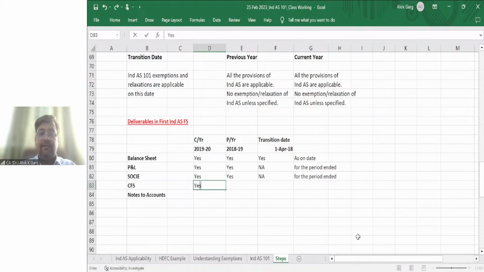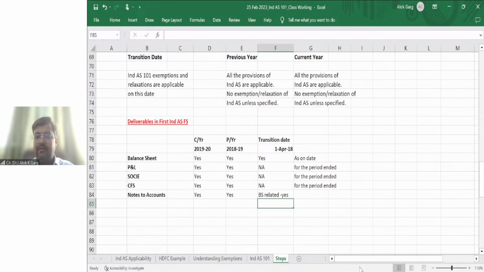Cash flow statement: for the current year, yes. For the previous year, yes, but not applicable for the transition date because this cash flow is also for the period ended. Notes to account: for the current year, yes. For the previous year, yes. What about transition date? Notes to account are only for balance sheet related items. Only balance sheet related items, right? Others, no. Is it clear?